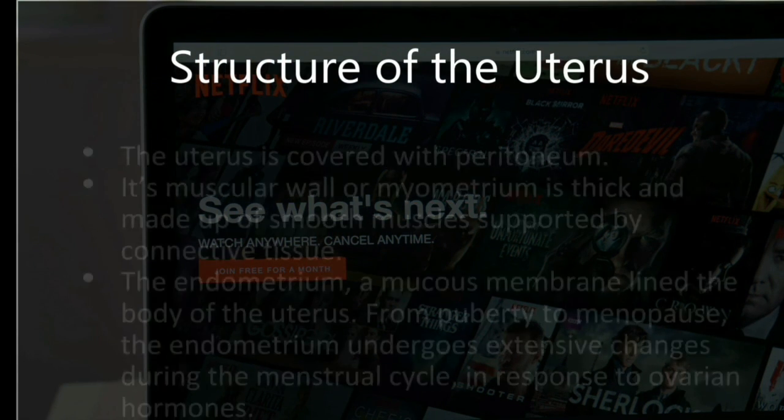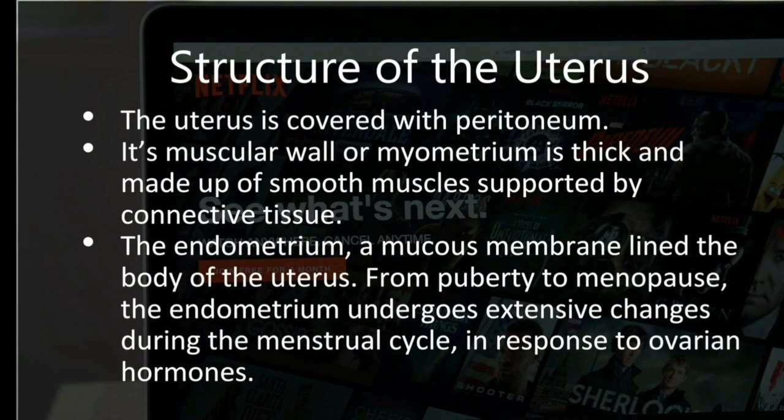Structure of the uterus. The uterus is covered with peritoneum. Its muscular wall, or myometrium, is thick and made up of smooth muscle supported by connective tissue. The endometrium, a mucous membrane, lines the body of the uterus. From puberty to menopause, the endometrium undergoes extensive changes during the menstrual cycle in response to the ovarian hormones.